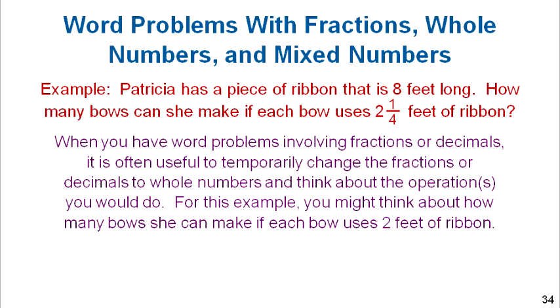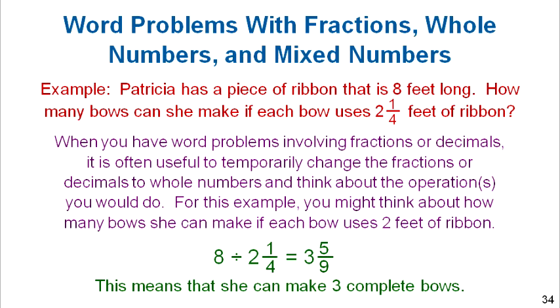If each bow used 2 feet of ribbon, you would work this problem by finding 8 divided by 2. So, since each bow actually uses 2 1/4 feet of ribbon, we must work this problem by finding 8 divided by 2 1/4. It turns out that this is equal to 3 5/9, and so we can conclude that Patricia can make 3 complete bows if each bow uses 2 1/4 feet of ribbon.